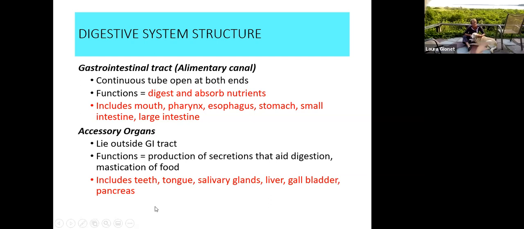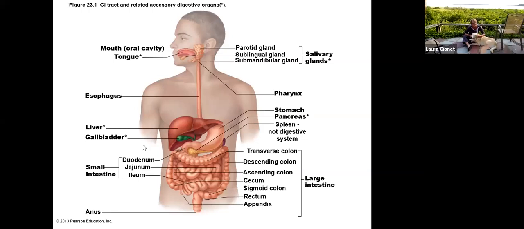And then you have your accessory organs, those that lie outside the GI tract but communicate with it. They function in the production of secretions that aid digestion, and in mastication of food. They include things like the teeth, tongue, salivary glands, liver, gallbladder, and the pancreas. So here we have the entrance point of food into the mouth, and then where it terminates at the rectum.